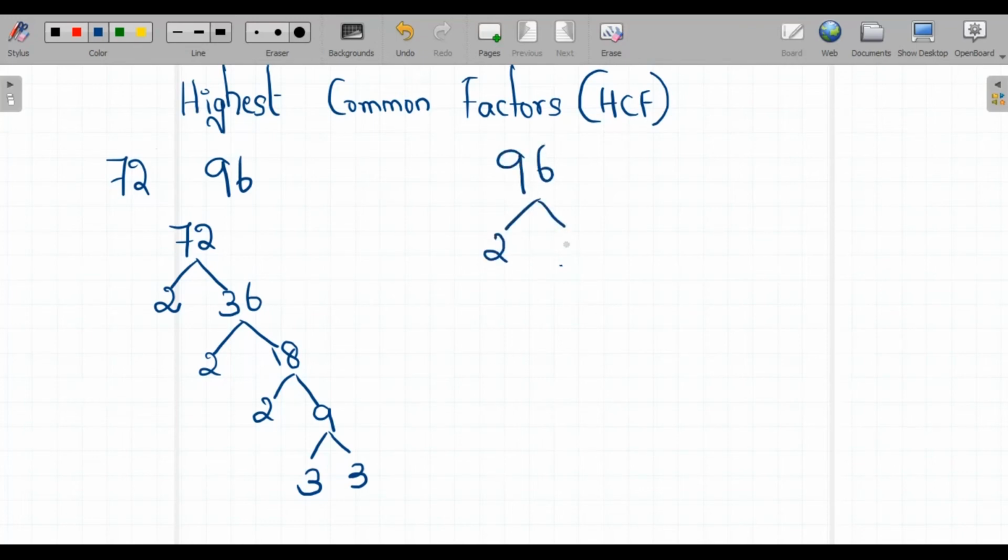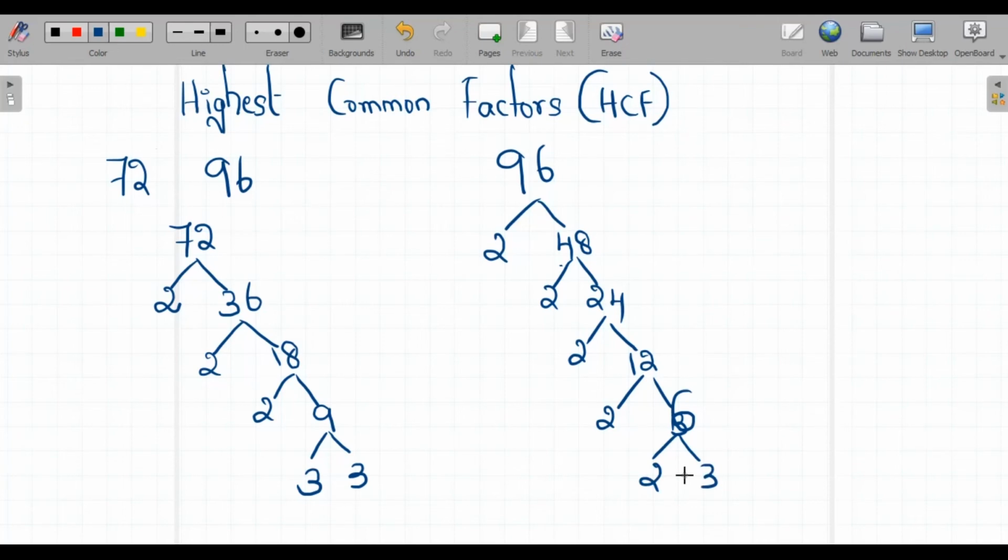96 is 2 and 48. Now 48 is 2 and 24. 24 is 2 and 12. 12 is 2 and 3. Sorry, 2 and 6. And 6 is 2 and 3.